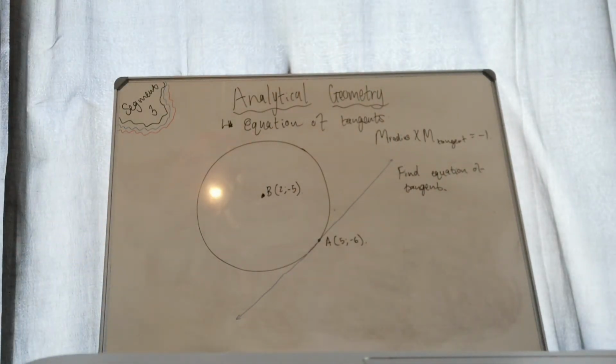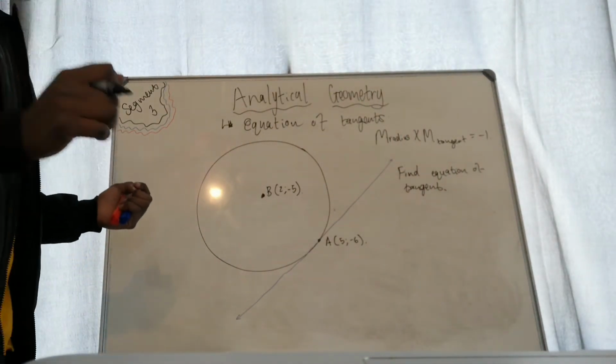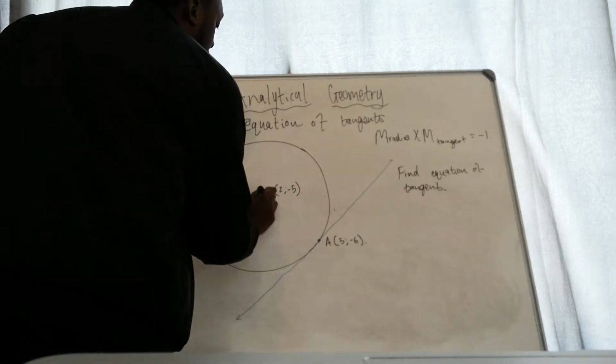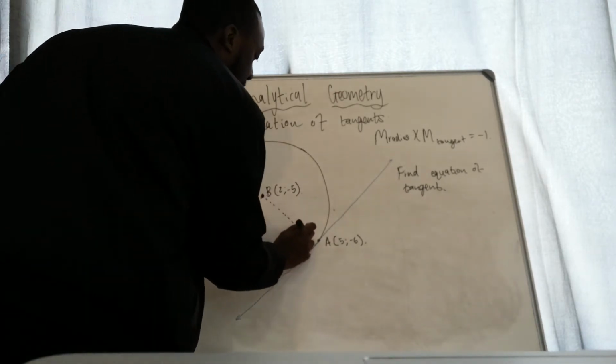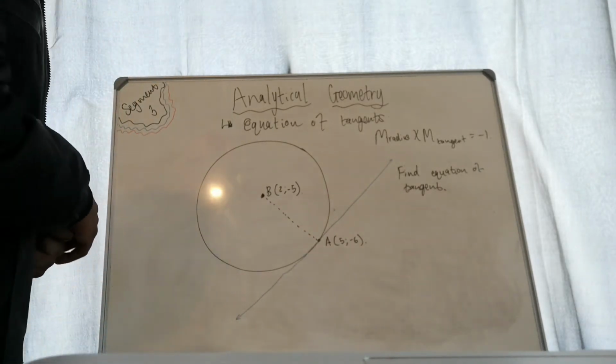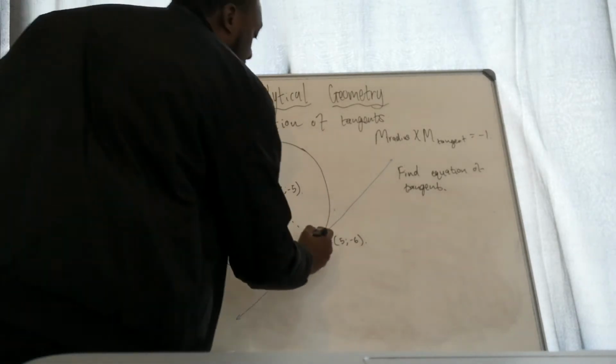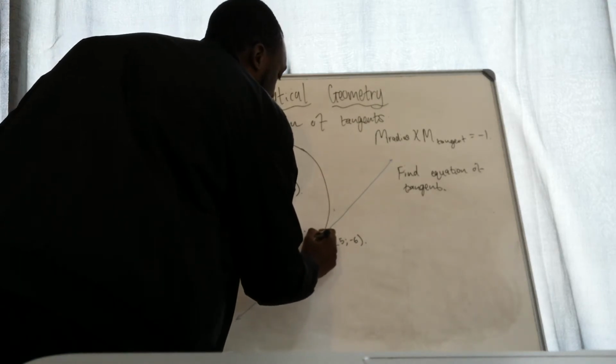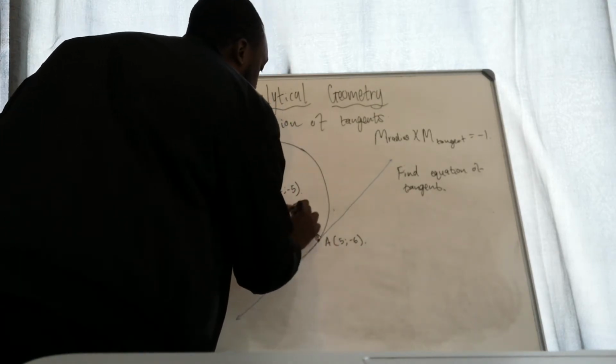Right? And so what are we going to do? First of all, you need to construct this dotted line right here. Sometimes it's going to be given, sometimes you're going to have to construct it yourself. And why am I constructing it? Because I know that that dotted line will be my radius.